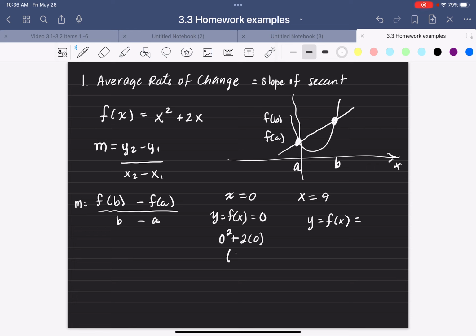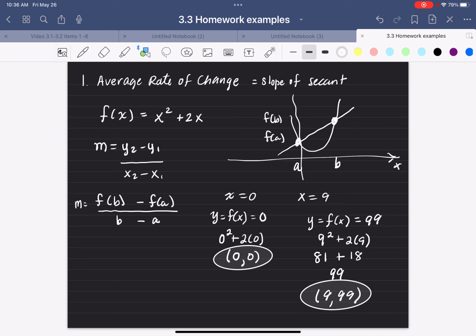So that's the ordered pair 0, 0, because 0 went in and 0 came out. So that's x and y. Then here, for 9, we have to do 9 squared plus 2 times 9, and that's going to be 81 plus 18, and that's going to be 99. So that's the ordered pair 9, 99. And now we have the 2 points that we need in order to use the slope formula to find the slope.